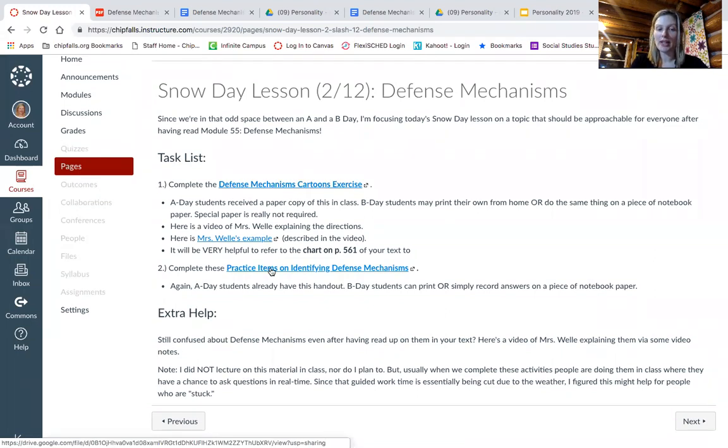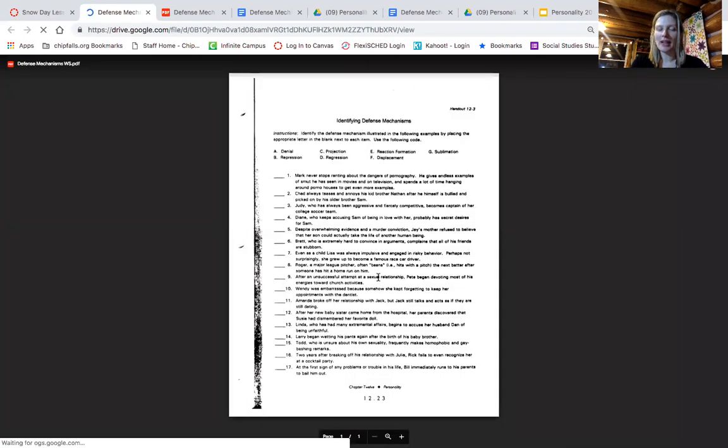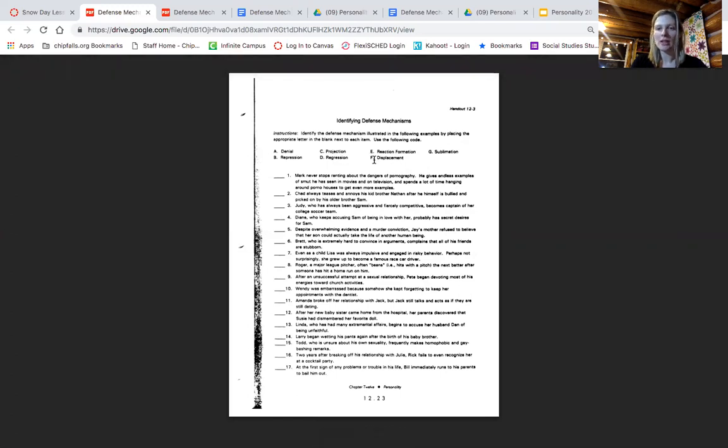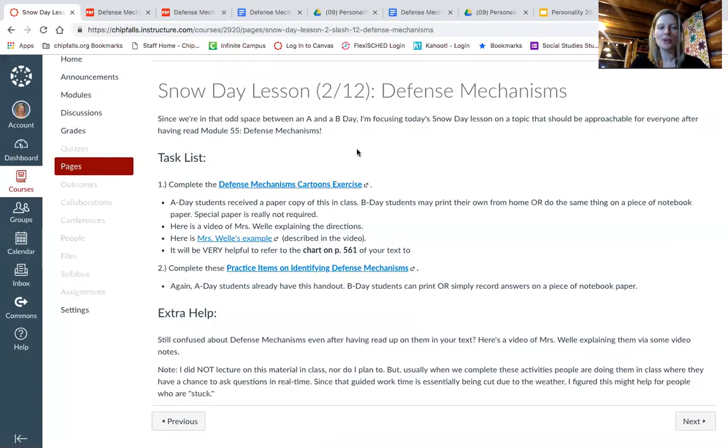I also want you to try out these practice items on identifying different defense mechanisms. So it's going to give you a list of different potential scenarios where someone may be defending against some threatening idea, and you just have to identify which of the choices up here. It's kind of a matching exercise, but which of the choices seems to best describe that defense mechanism. So no real notes unless you want to use them.